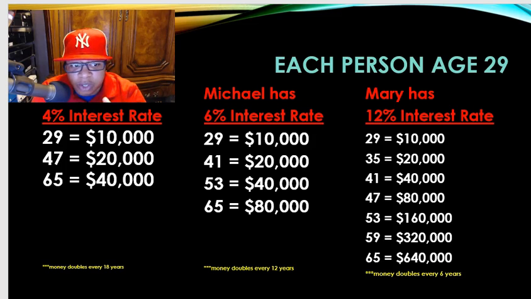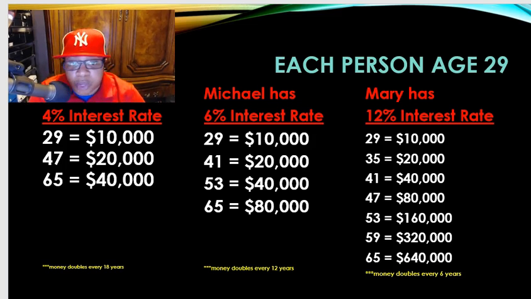Let's move on to Michael. 6% interest rate. Same thing. 72 divided by 6 gives us 12. So 29, 10,000; 41, 20,000; 53, 40,000; and 65, $80,000.